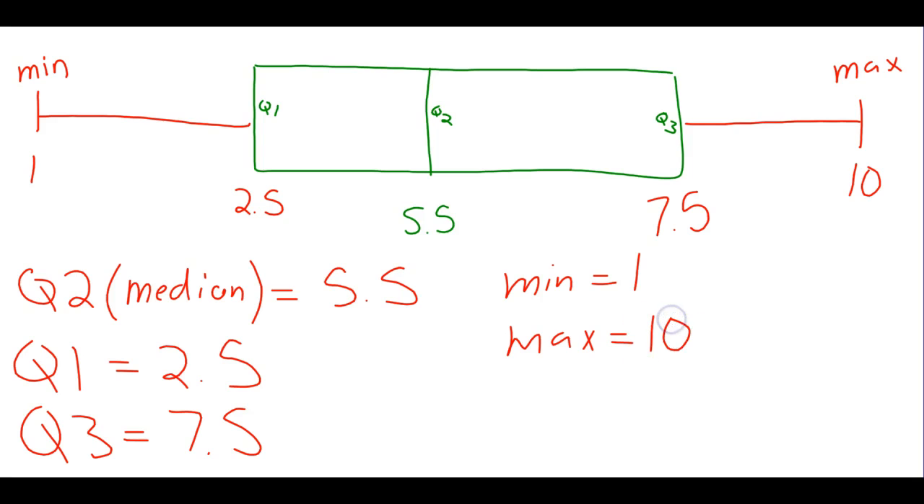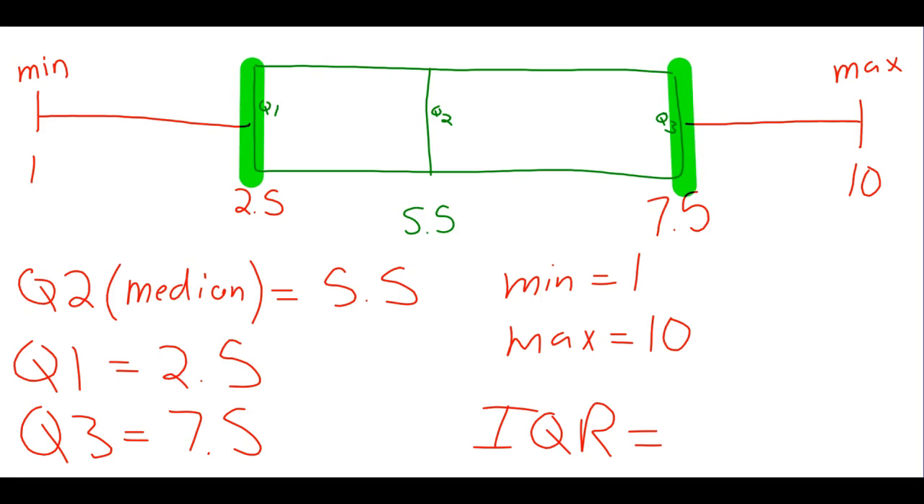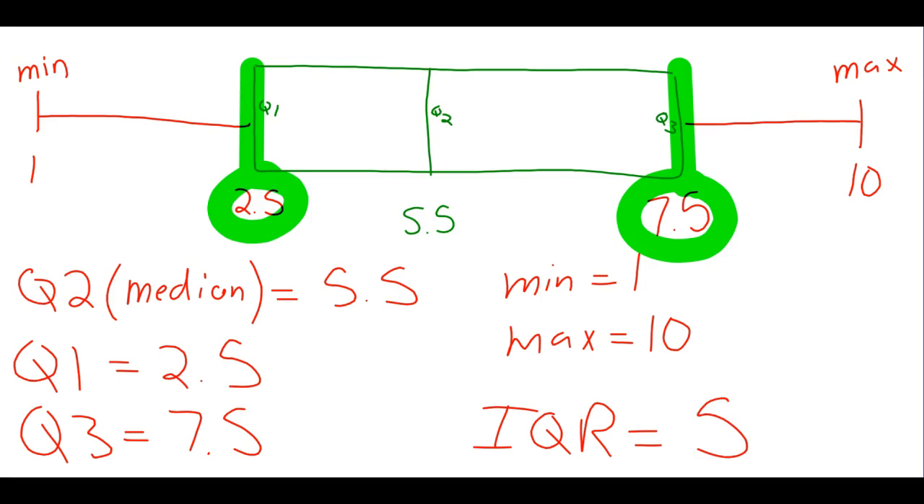And then the last thing is called the interquartile range. If you had to take a wild guess, what do you think the interquartile range is asking? It's the range inside the box, the range from Q3 to Q1. We call these the interquartiles, the quartiles that form the box. So the range would be 7.5 minus 2.5, which is 5. That's the range of the central data.